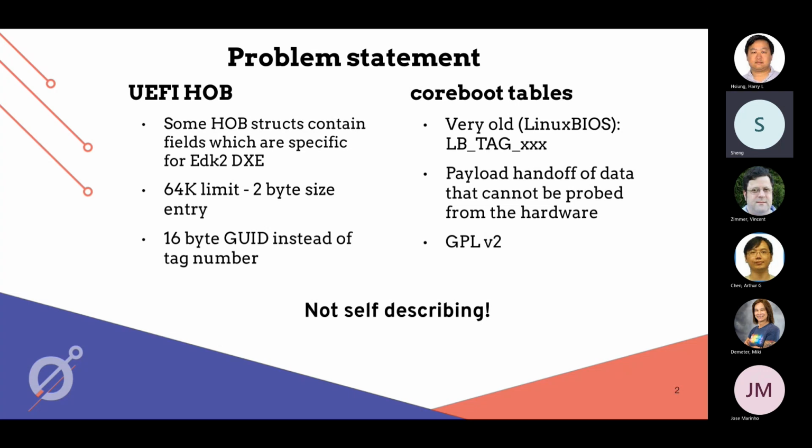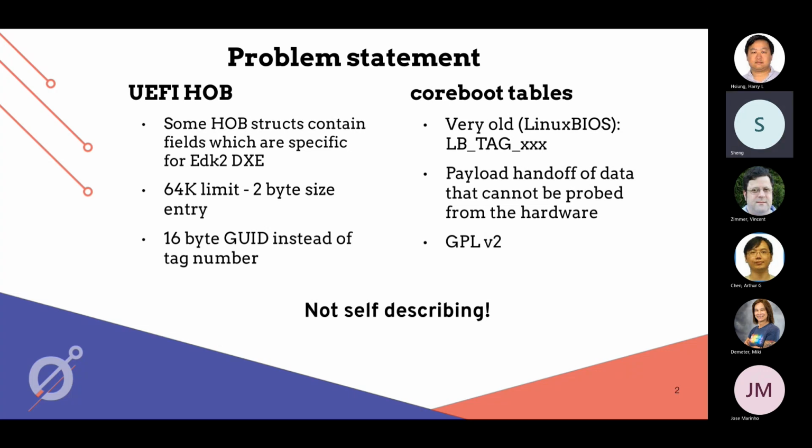And this is a personal preference: some people don't like the 16-byte GUID instead of a tag number. These are the kinds of things that prevent HOB from being more generic to all the bootloader solutions. Then for the coreboot table, of course, you know it's very old. It's more than 10 years old, and it's using tags, as you can see. The payload has the data and it cannot be probed directly from the hardware itself. It's also under a GPL license, so that's why it's very hard to port everywhere.